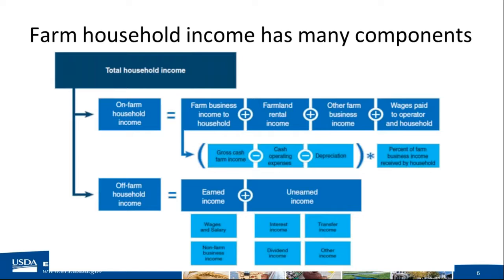So when we talk about farm household income, it's useful, I think, to go over the major components. There are two major components, the on-farm and off-farm income.